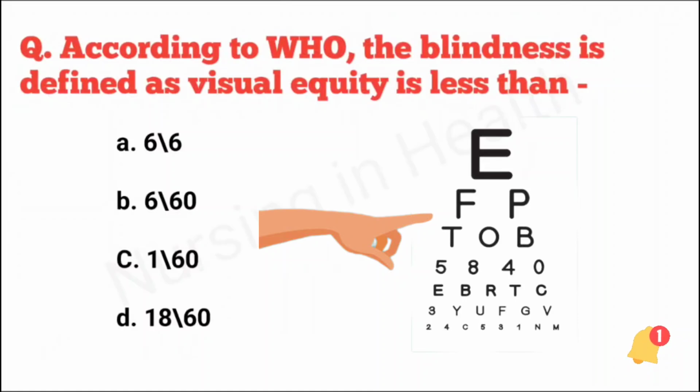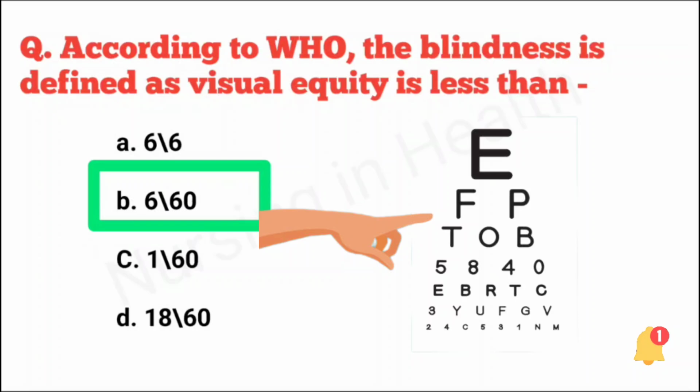Next, according to WHO, blindness is defined as visual acuity less than 6/6, 6/60, 1/60, 18/60. Right answer option B. 6/60.